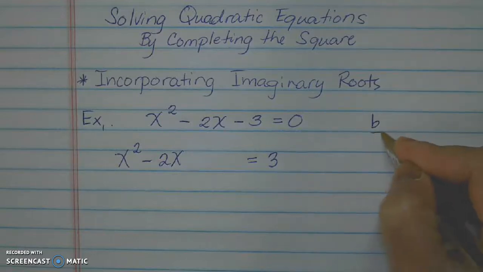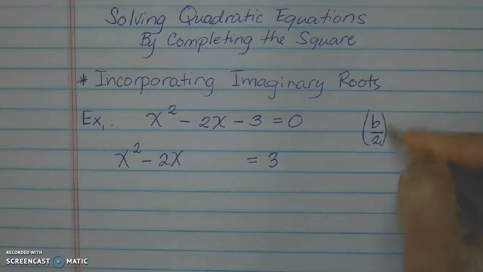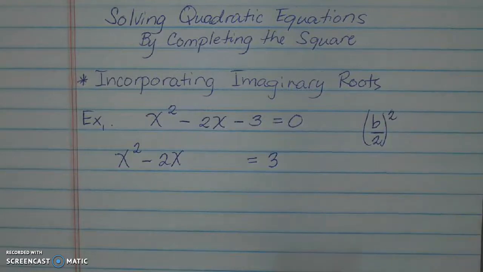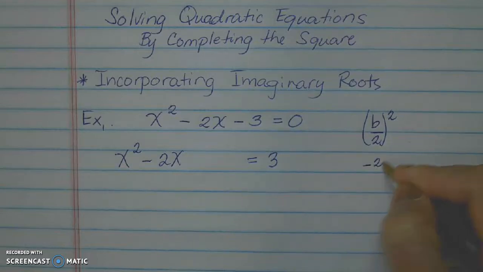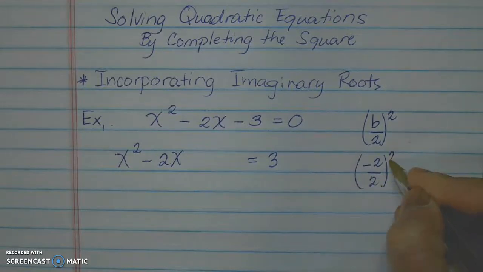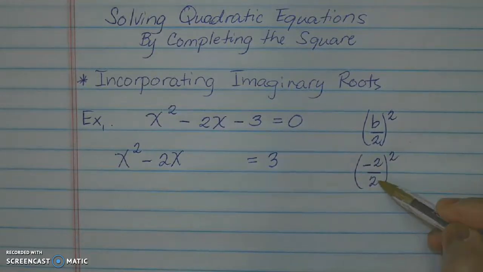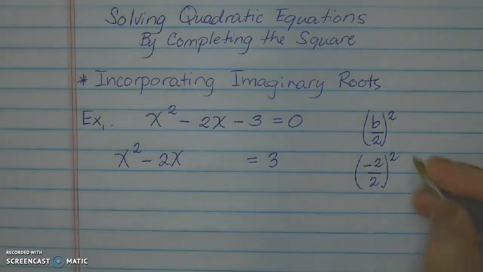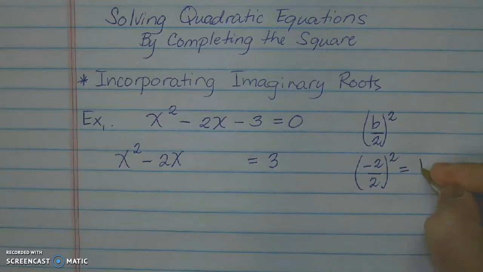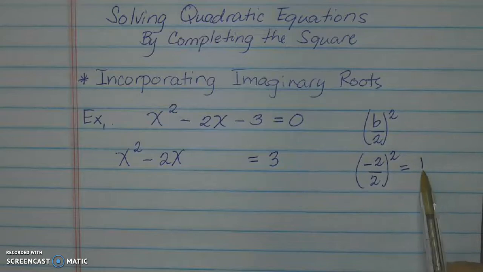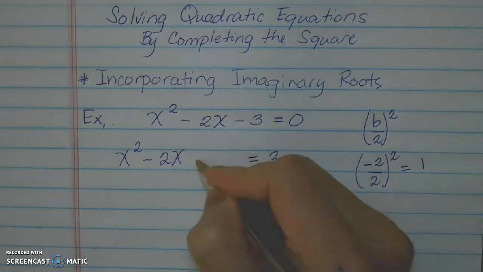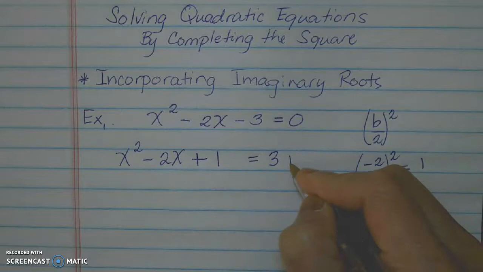The third step is for you to identify your b. You will divide it by 2 and you will square it. So our b is negative 2. Divide that by 2 and square it. Negative 2 divided by 2 is a negative 1. Negative 1 times negative 1 is positive 1. So this is positive 1. Our next step is to add this number to both sides. So we will add plus 1 and plus 1.